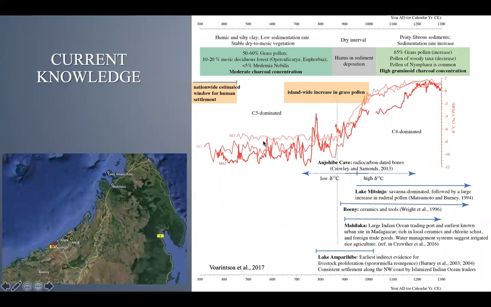And looking at several other records, such as lake sediment records, bone records, or some other archaeological evidence from Voarary here and the Mahilaka up here, and spores from other lakes in the northern part of Madagascar, we attempted to interpret that the changes from the C3 dominated vegetation to C4 dominated vegetation could have been influenced by human activities.